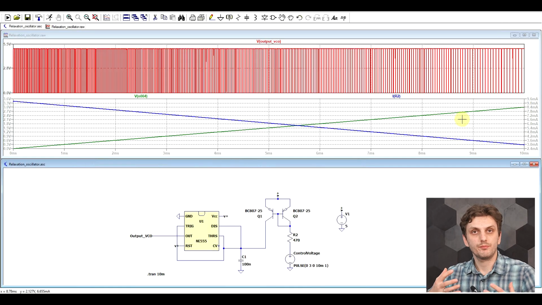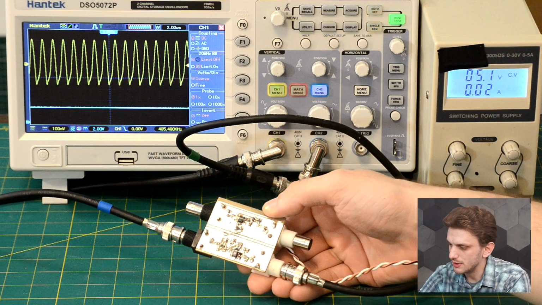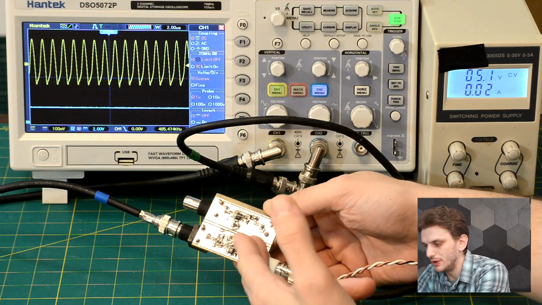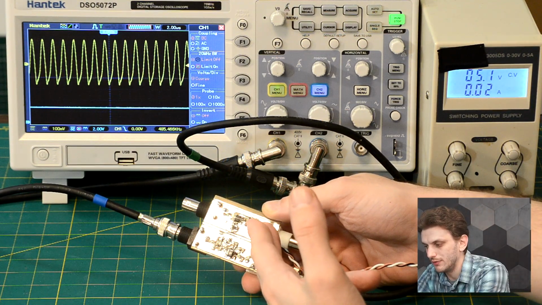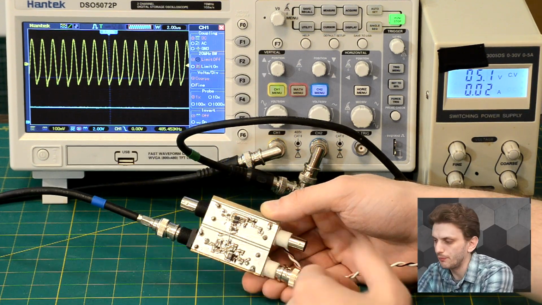So now, the last thing to do is to see how these two types of oscillators work in real life. And for that, I prepared the setup right here. So what I got here is a board that has both the harmonic oscillator and the relaxation oscillator, and I will be testing them both one by one.